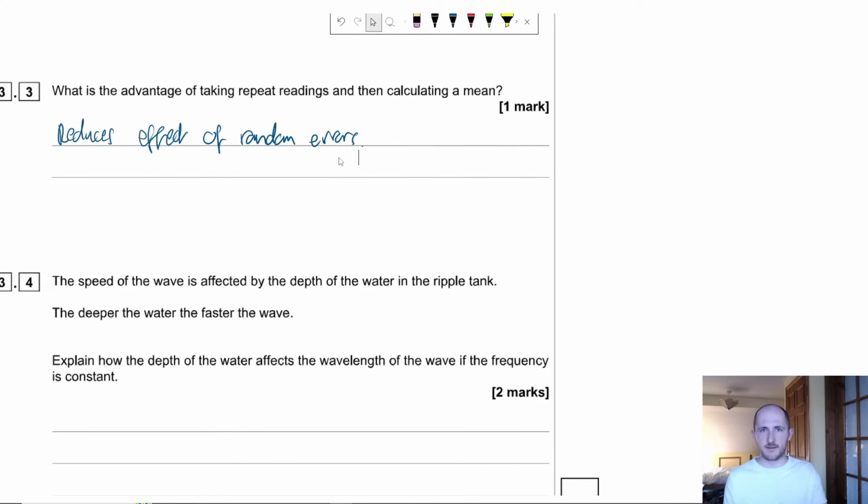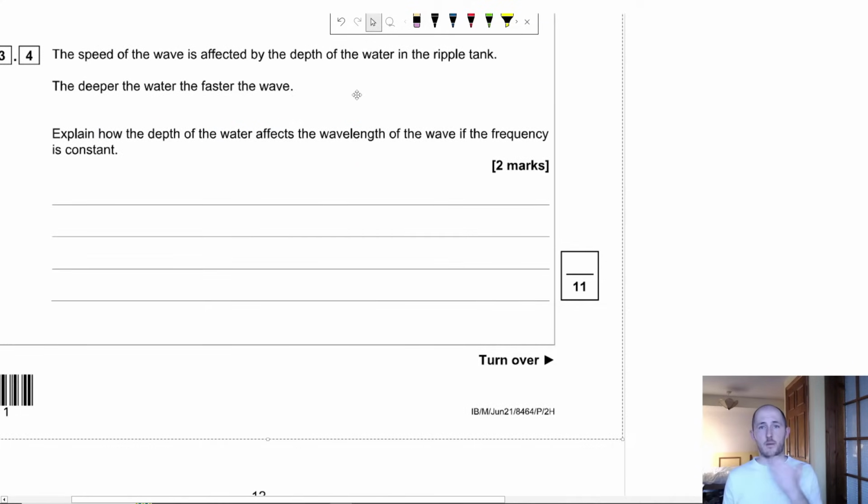why that makes sense. Now here is actually one of my favourite styles of questions in physics, because once you know the technique, you don't need to know anything about science to get the marks. So here it says the speed of the wave is affected by the depth of the water in the ripple tank. The deeper the water, the faster the wave. Explain how the depth of the water affects the wavelength of the wave if the frequency is constant. They've given you the answer in this question. And I'm not saying this to make you feel dumb.